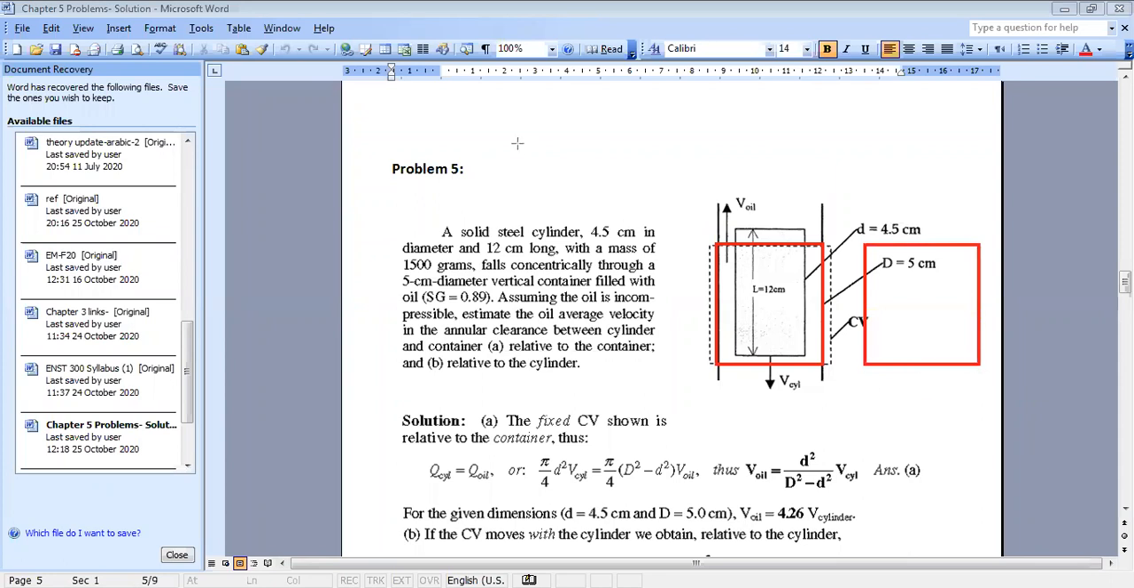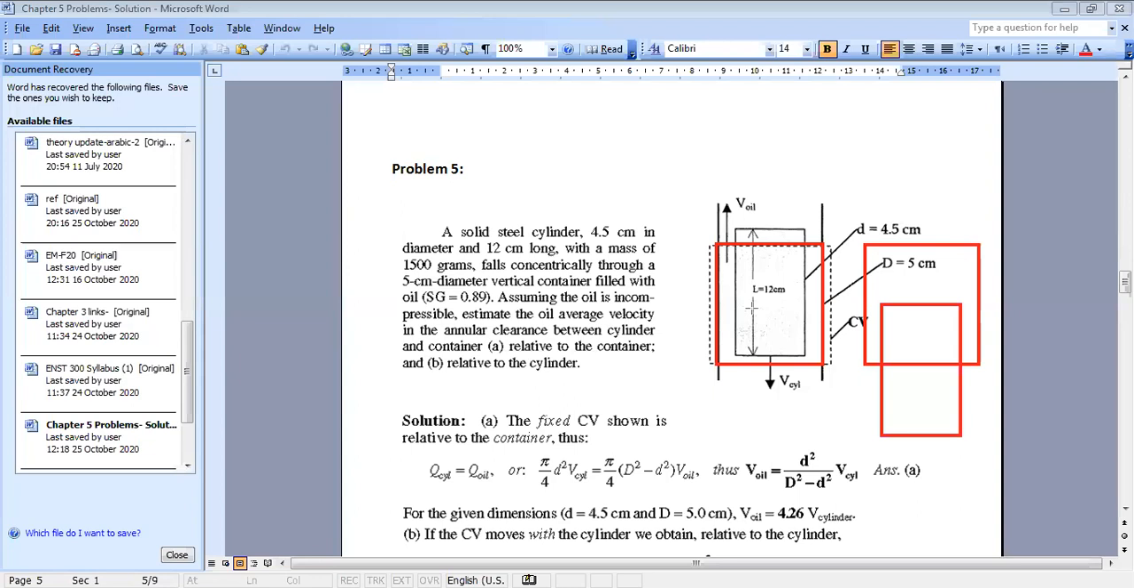The cylinder is going down. Then the cylinder will reach this position like this. Can you say that the mass in my control volume here is equal to the mass here? No, because you have different densities. The density of the cylinder is different than the density of oil. But what is the same for both? The volume of the control volume?